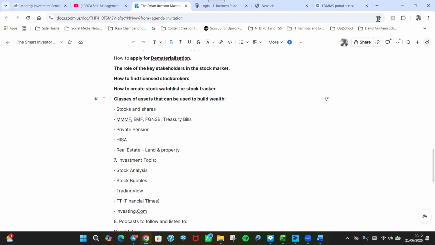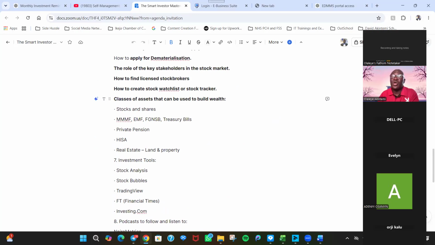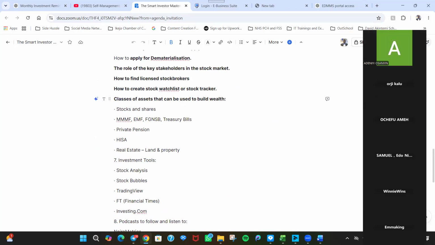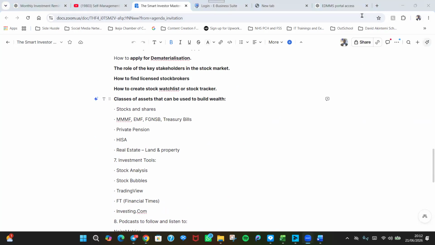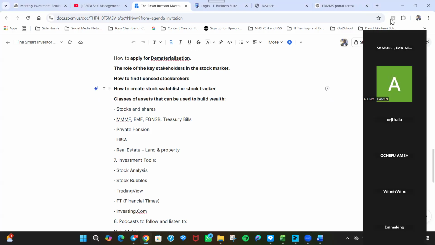How can you find a licensed stockbroker? Yes, sir. You can chat with ChatGPT. Okay, you can do that. But there is a specific place you can go and you will find a list of the stockbrokers. You can also see it on the NGX website. Yes, the NGX website. That's the one.